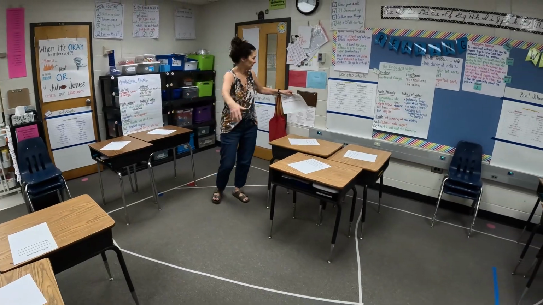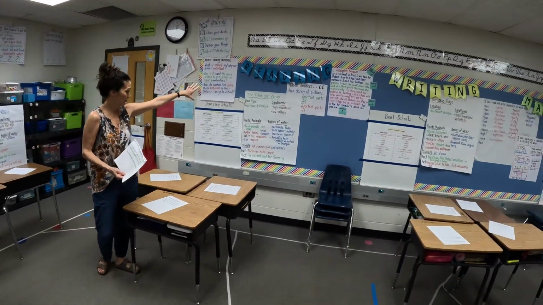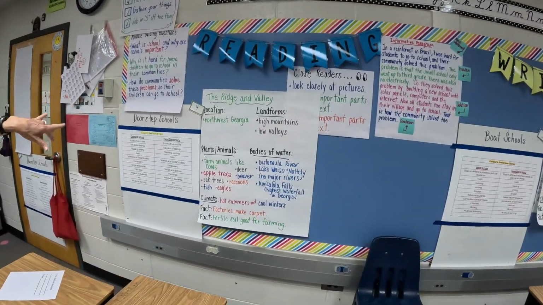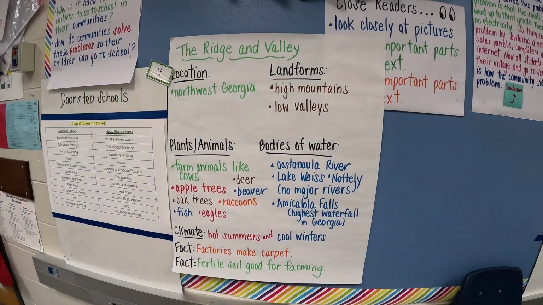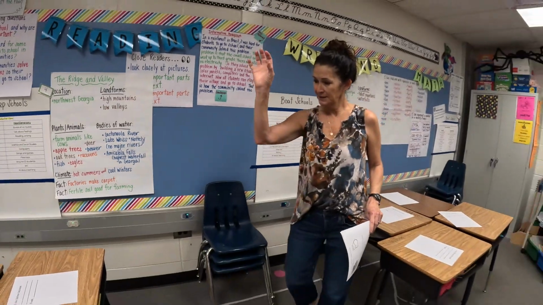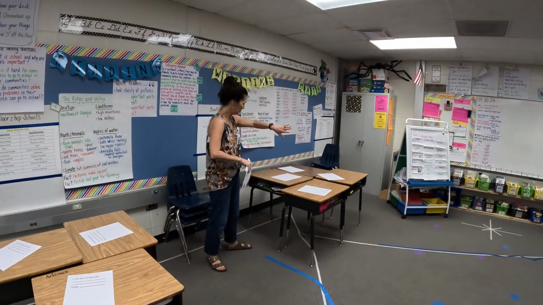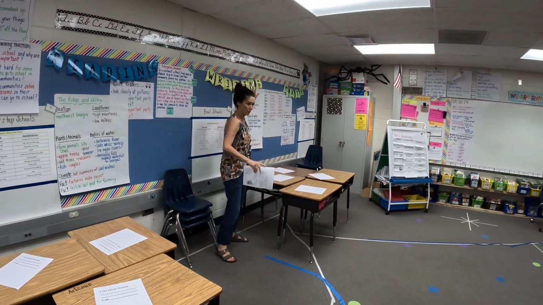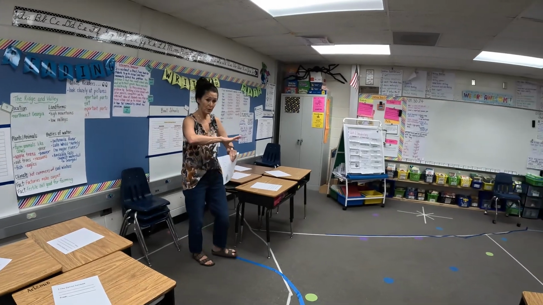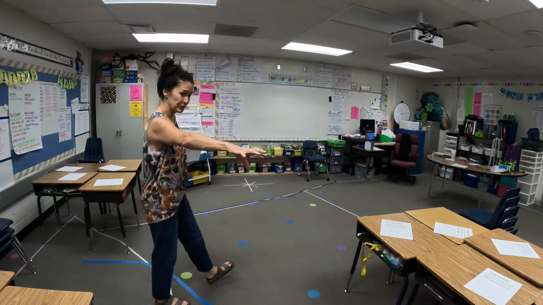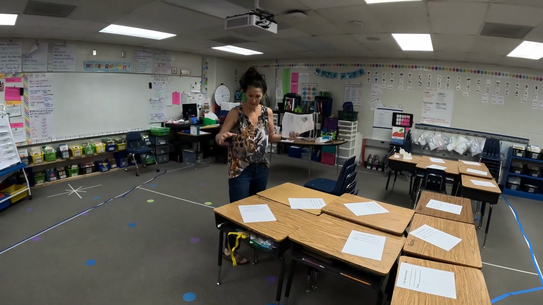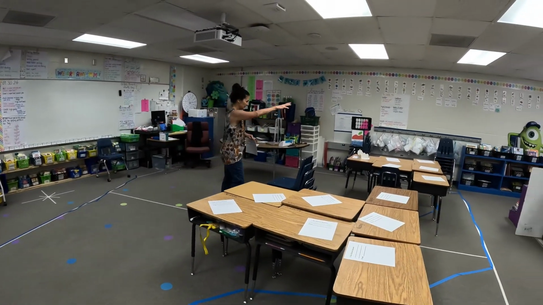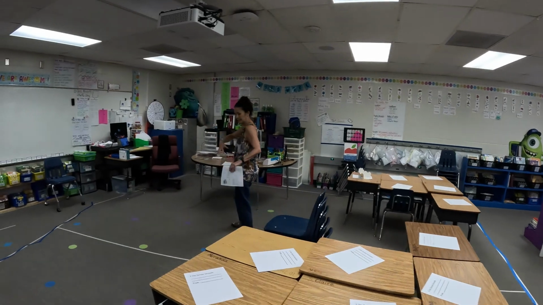Here's our Ridge and Valley, and then our anchor chart with the Ridge and Valley information. Over here I've got the Blue Ridge region. So this table is in the Ridge and Valley, this table is in the Blue Ridge, and I've got an anchor chart for them. We put the most desks into the Piedmont region because that's the most populated region, and I wanted them to get that concept. And then we have this down here in the Coastal Plain.